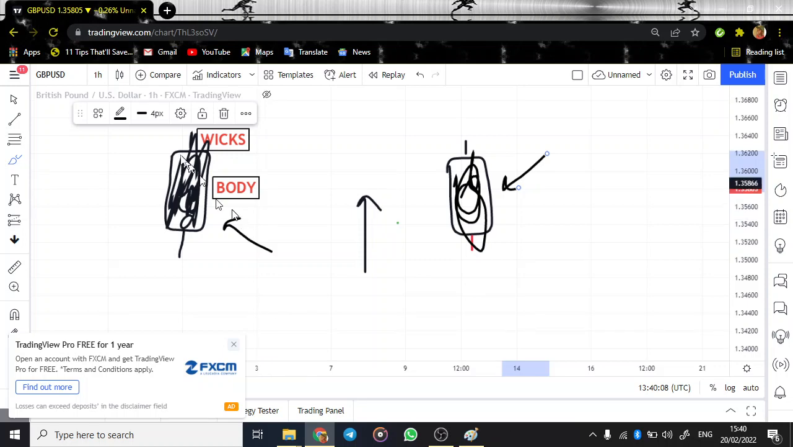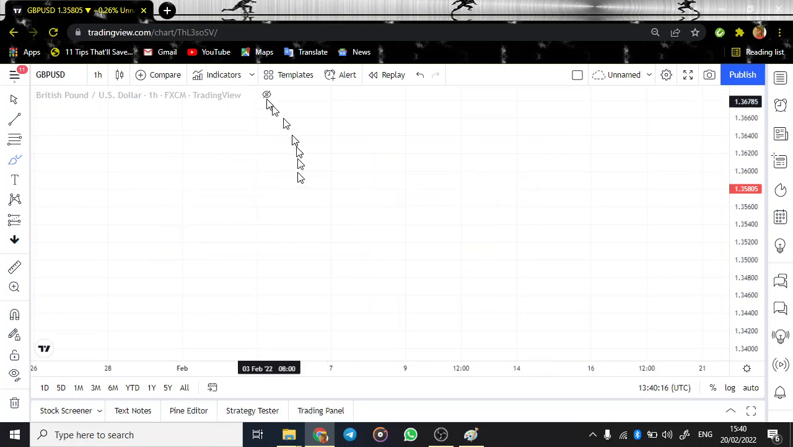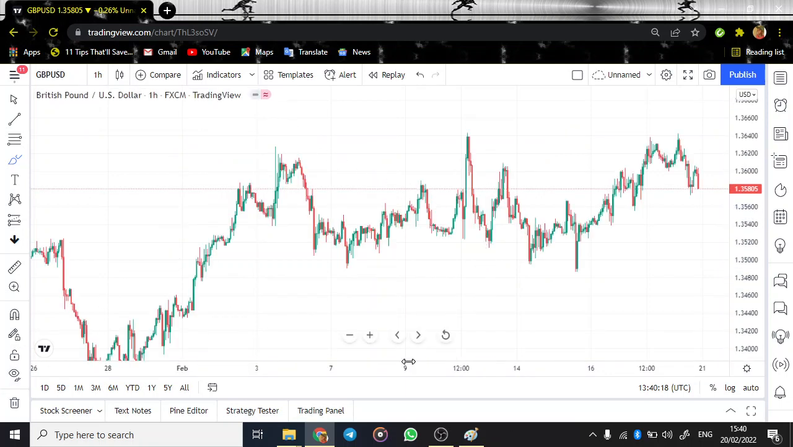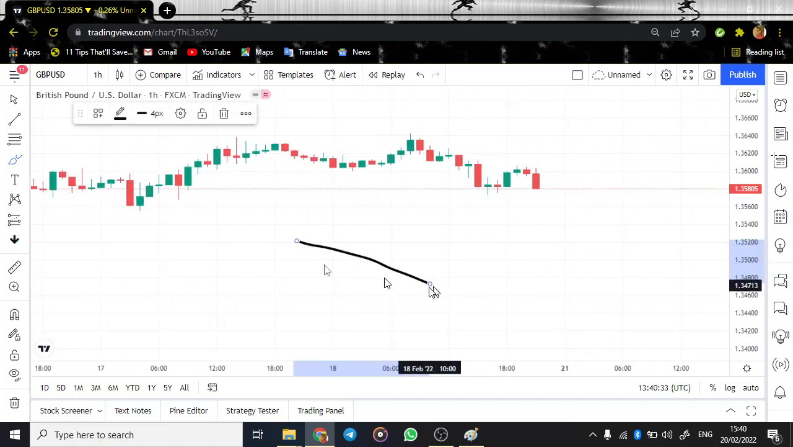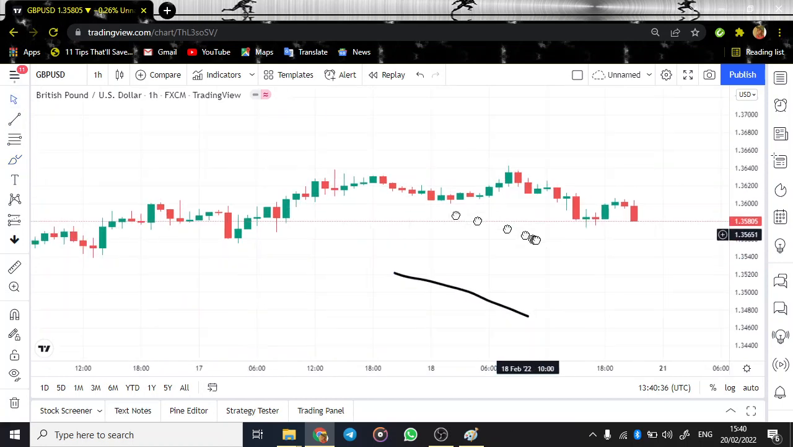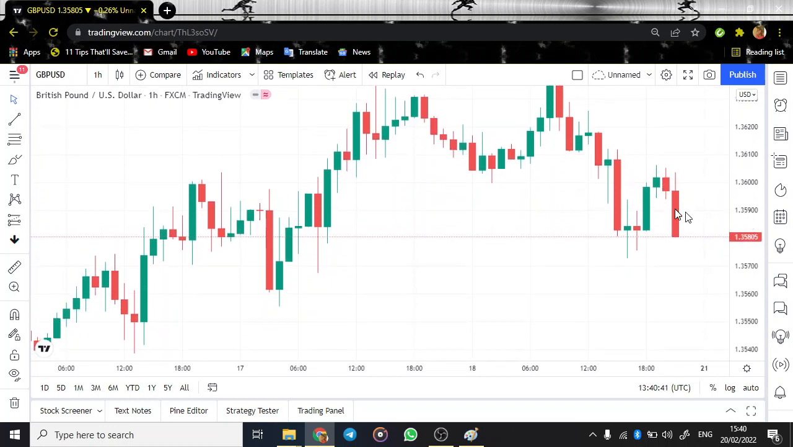Okay, let us go back to, so here, this is a representation of candlesticks. These are candlesticks, all of them. Let me show you what I mean when I say all of them. So if you look here, we have these red candlesticks here.